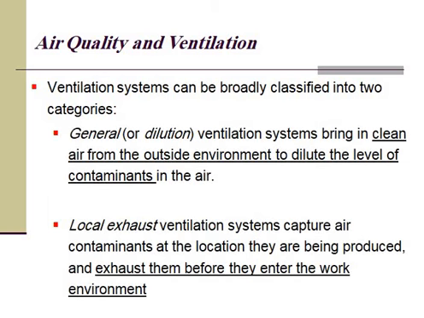If you want to classify the ventilation systems, we have two broad categories. We have the general or dilution ventilation system, where fresh, clean air is brought from outside the facility to dilute the level of contaminants in the air. And the other category is the local exhaust ventilation system, where air contaminants are being sucked and removed immediately as they're being produced, and this will prevent them from entering the work environment.